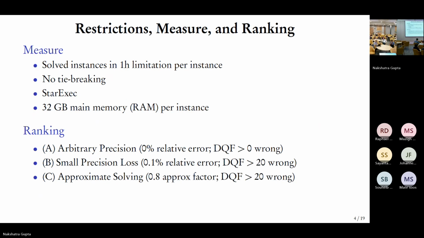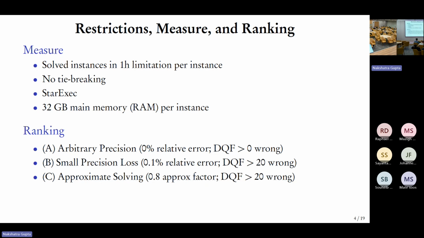So the way we measure is the number of instances solved by a solver. The timeout is 1 hour, and we use StarExec. We use a memory limit of 32 gigabytes, and there is no tie breaking while ranking the solvers. So if 2 solvers solve the same number of instances, they are ranked the same. And in case of ranking, we have 3 different rankings.